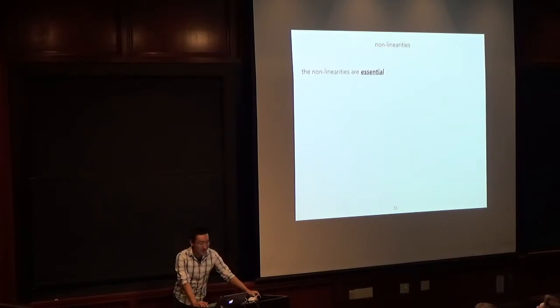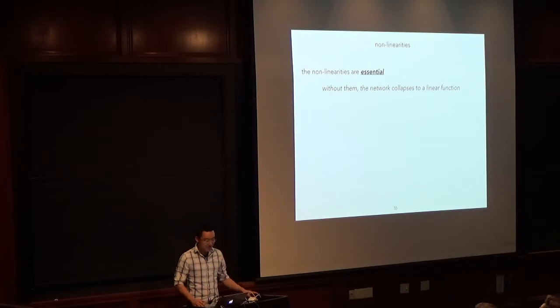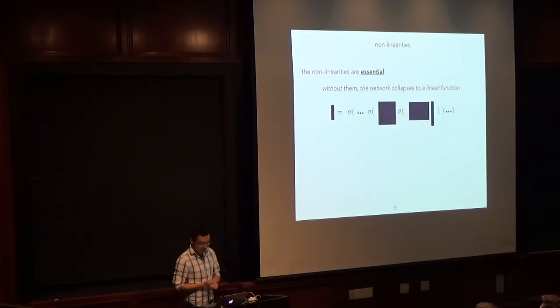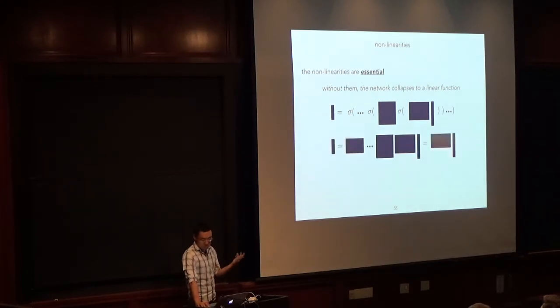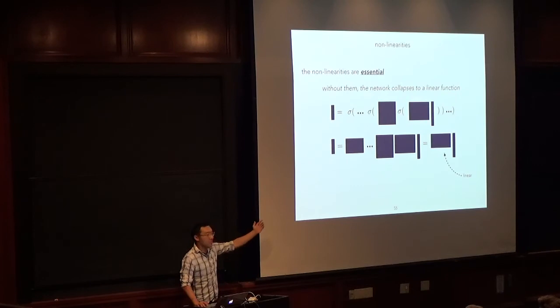Okay, so nonlinearities are essential. Without them, the network collapses to a linear function. So these sigmas are these nonlinearities. They are essential. Without them, it just collapses to a linear function, just by the associative rule of matrix multiplication.